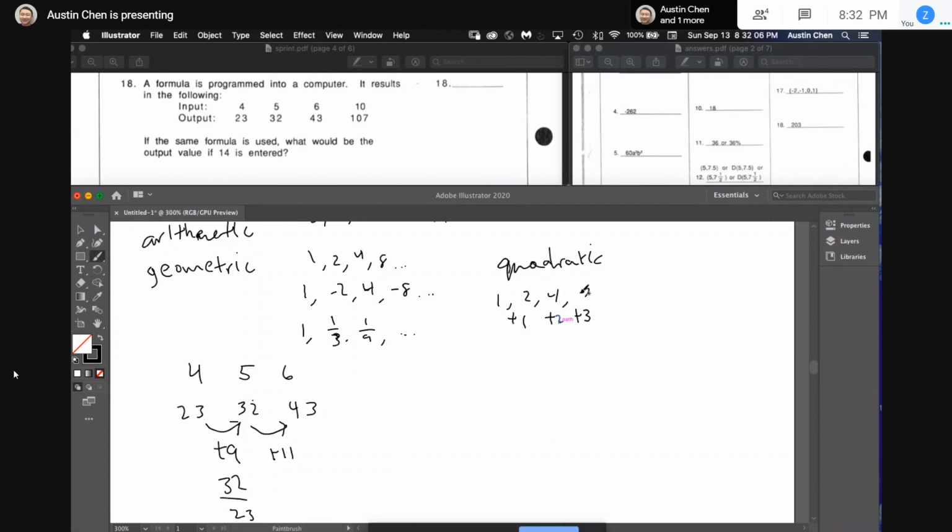But like, shouldn't this be 8 because this would model like x squared if it's quadratic? x squared, the first one will be plus 3.